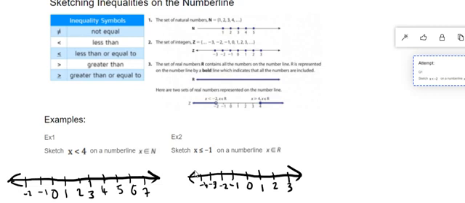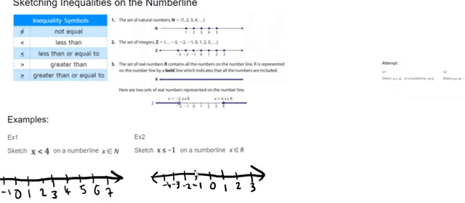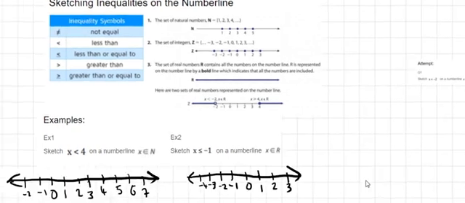Hi guys, so this is sketching inequalities on a number line. So it's a good bit of information here at the top. First of all, this box, the inequality symbols. The first one is actually a not equal to sign. We don't need to worry too much about that one for today.